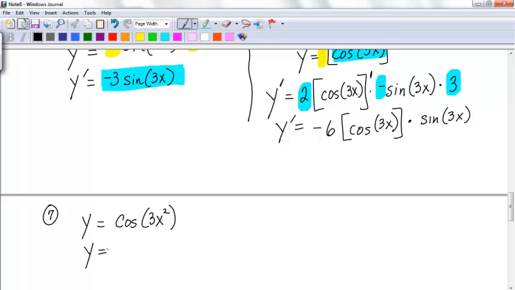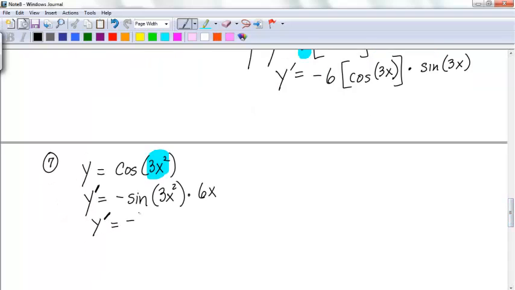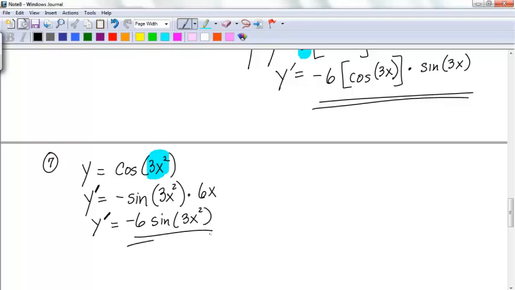You look on your card, what's the derivative of cosine? Negative sine. The angle stays the same, 3x squared, times the derivative of the angle. So what's the derivative? 6x. And make sure that has a y prime on it. So y prime equals negative 6x sine of the angle 3x squared. Totally different answer than this one up here. So where those exponents appear makes a difference.